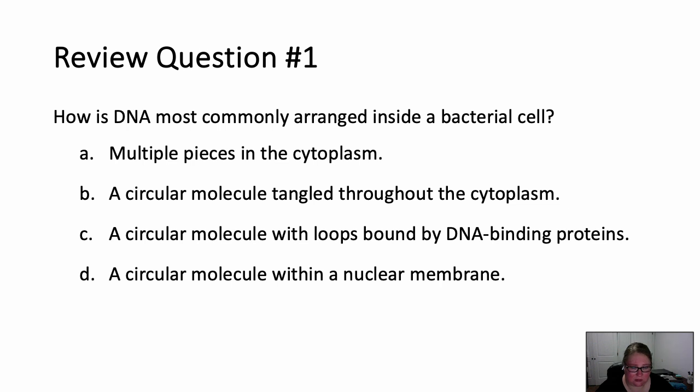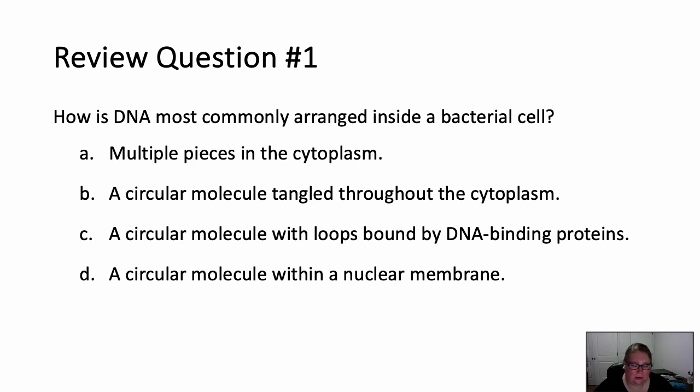Another one we can immediately get rid of is A, multiple pieces in the cytoplasm. The cytoplasm part is correct. That's where bacterial DNA is found. It's found in the nucleoid region in the cytoplasm. The key here is multiple pieces. We know bacterial cells have one single circular DNA chromosome, so it can't be multiple pieces. So that eliminates A and that eliminates D. So that leaves us with B and C.